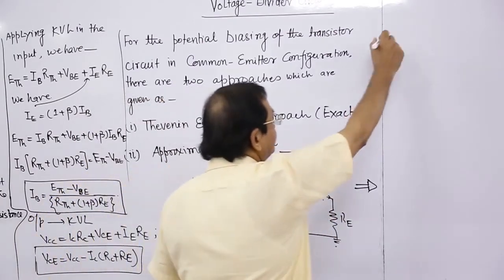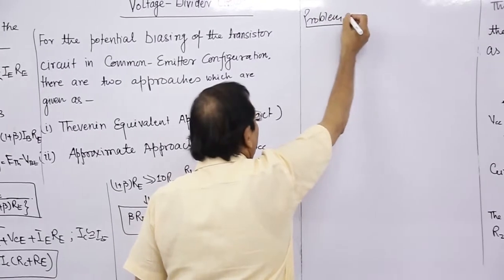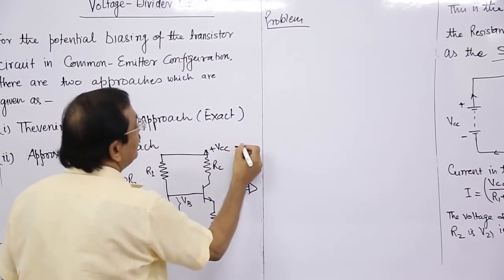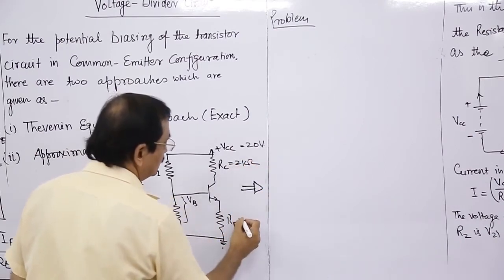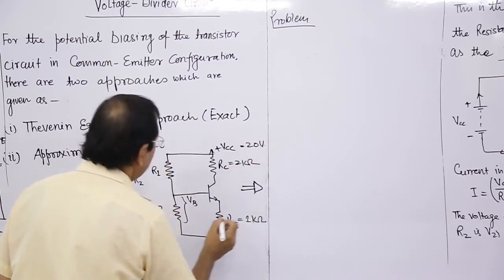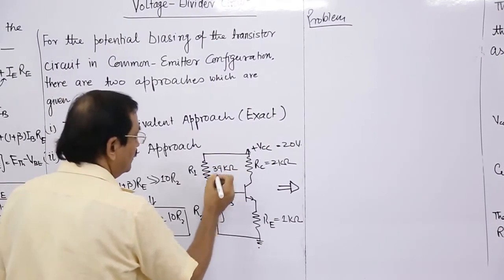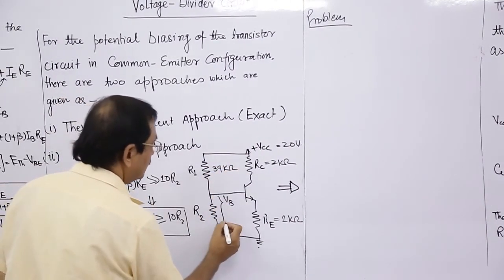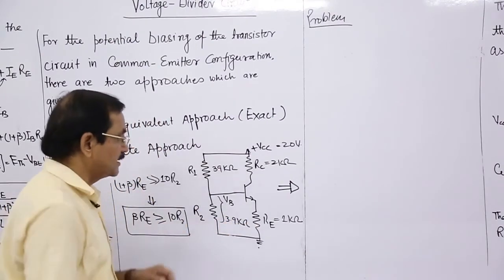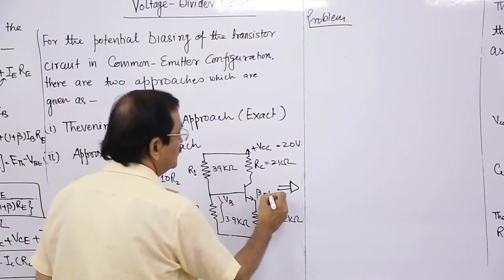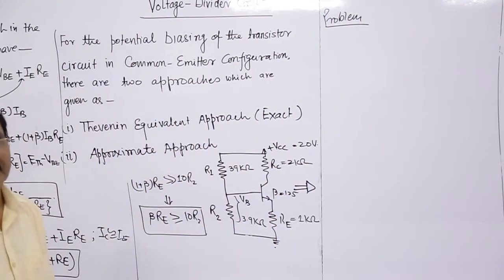So let us take a numerical problem. This is 20 volt, this is 2 kilo ohm, this is 1 kilo ohm, this is 39 kilo ohm, here it is 3.9 kilo ohm. And this beta value is 125.